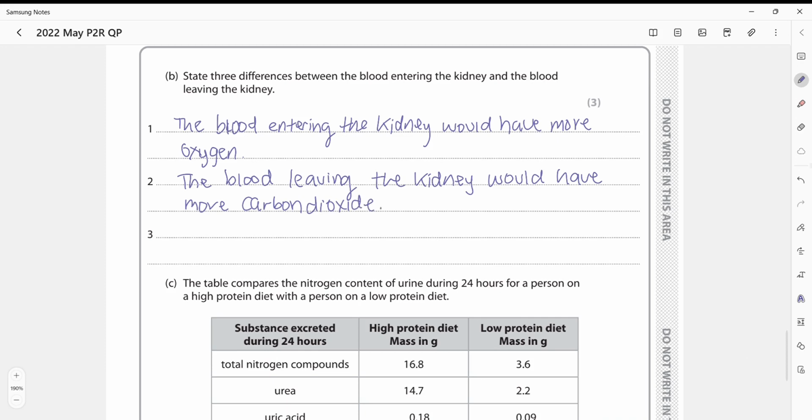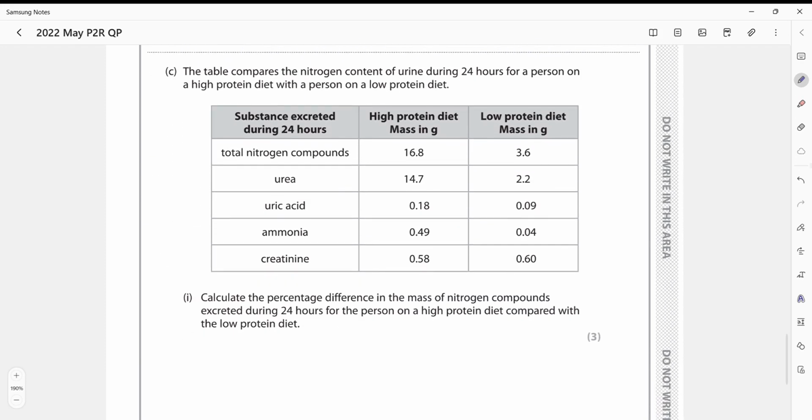Another thing as well is that your kidney is responsible for filtering out urea from your blood. So the blood leaving the kidney should have less urea. Okay, part C, the table compares the nitrogen content of urine during 24 hours for a person on a high protein diet with a person on a low protein diet.